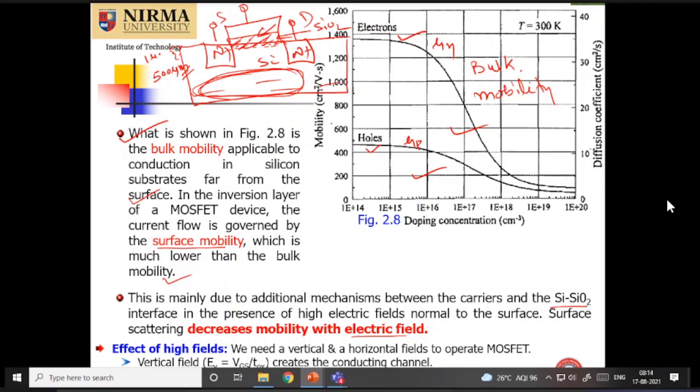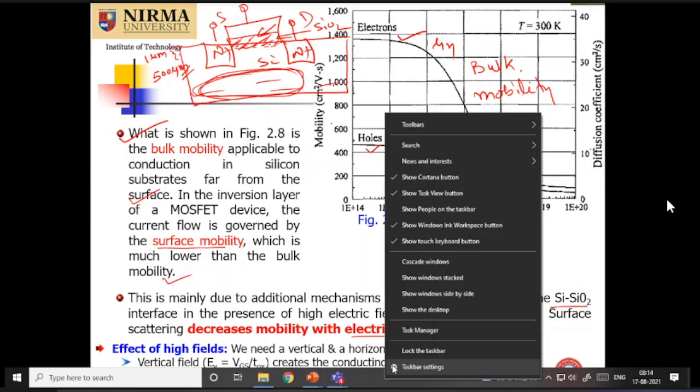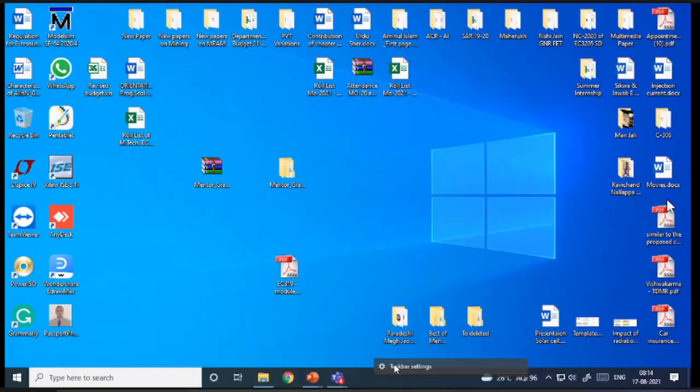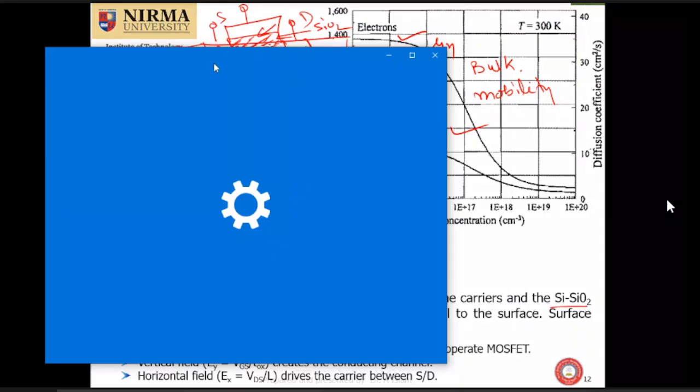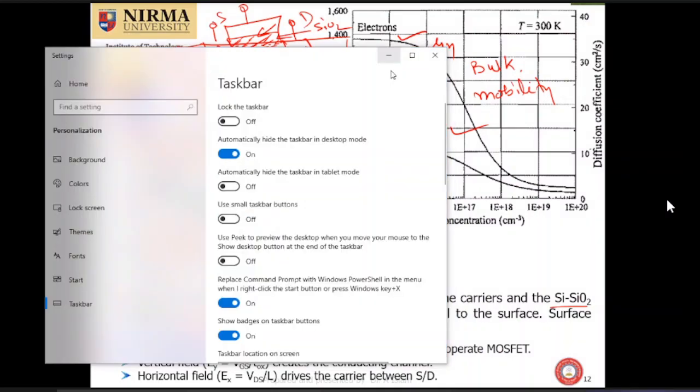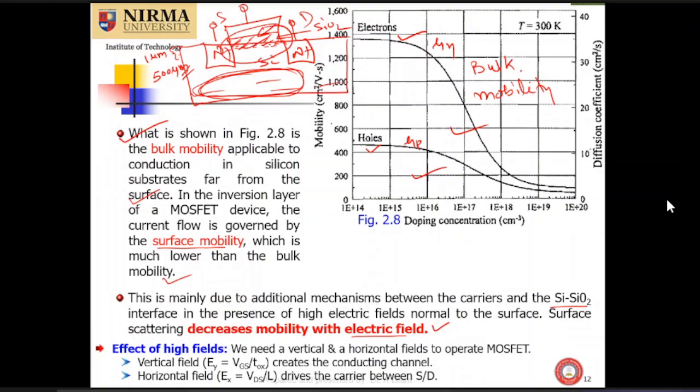Now, one thing I want to say: at the end, it is said that mobility decreases with electric field, and the electric field works here in this region mainly. What are the electric fields required for the MOSFETs to operate? We need two electric fields. One is vertical, another one is horizontal.